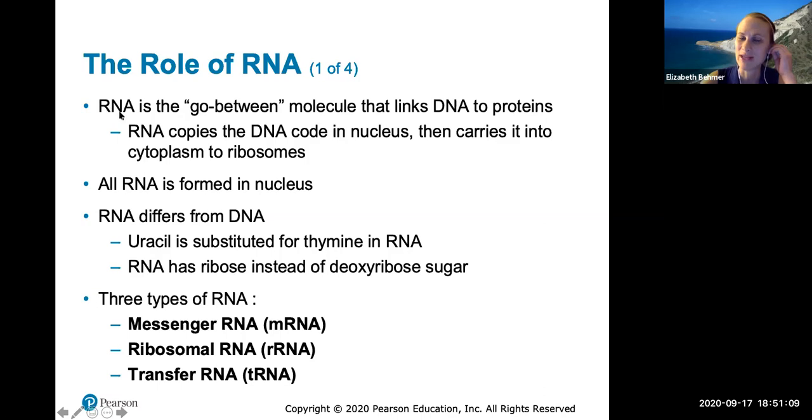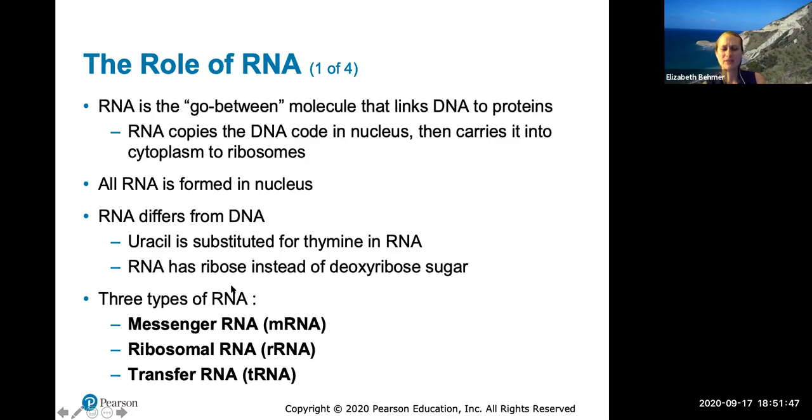RNA is ribose nucleic acid. I said that wrong, excuse me. All RNA is formed in the nucleus from DNA, and RNA differs from DNA in a couple ways. RNA does not have the base thymine in it. It substitutes thymine for uracil. So it'll have adenine, guanine, cytosine, and it'll have uracil. RNA has the ribose sugar instead of the deoxyribose sugar, and that's where we get its name. DNA is deoxyribose nucleic acid, and RNA is ribose nucleic acid.